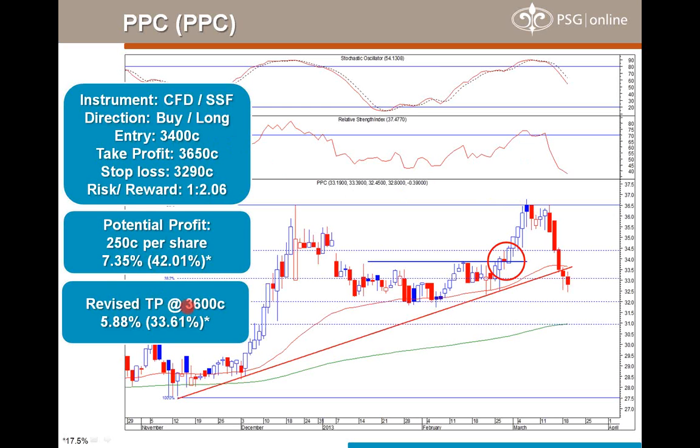We revised our profits down to 36 Rand. But at the end of the day, that little trade gave us 5.88%. Remember, this is a PPC, which is a mid-cap stock, so your margin would have been 17.5%. That gave us a potential, well, it was potentially 42%. Remember, this was a few days, I think it was about 2 weeks. End of the day, we came out at 33% gain in 2 weeks.